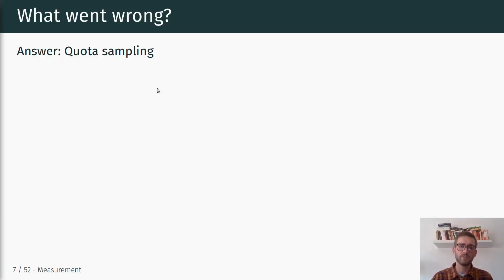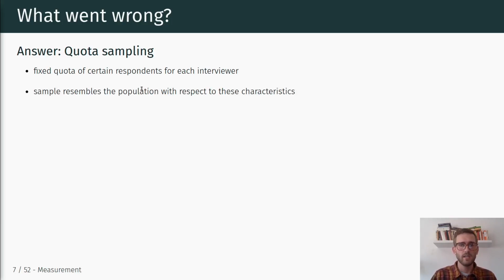Those surveys back in 1948 selected their sample based on quota sampling. The idea behind quota sampling is that you have a fixed quota for certain respondents for each interviewer. The goal of these quotas is to ensure that the sample resembles the population with respect to the characteristics included in the quotas. For example, these could be age or sex, race, marital status, and things like that. The idea for each interviewer is to get respondents that match the proportions of these given quotas, for example sex, age, race, and so on.